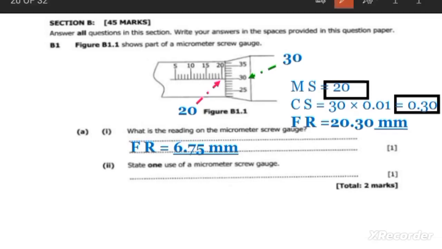So forget about this one. Our correct answer is here. So this is our correct answer.